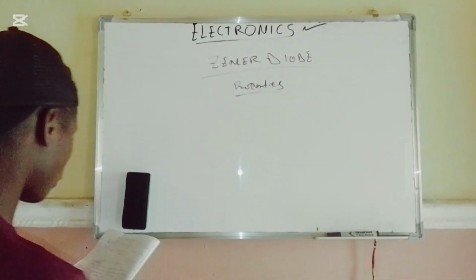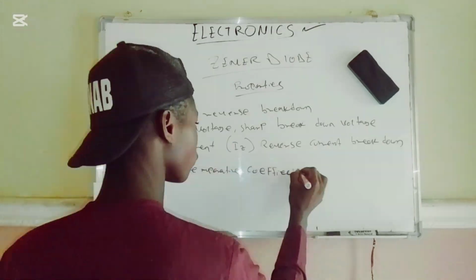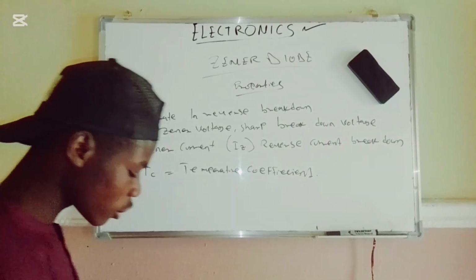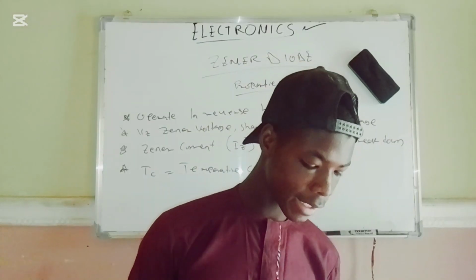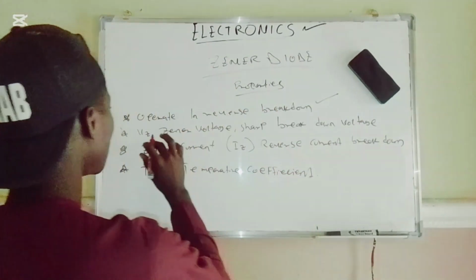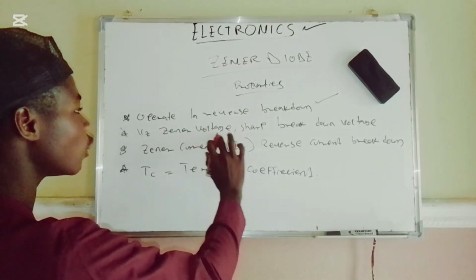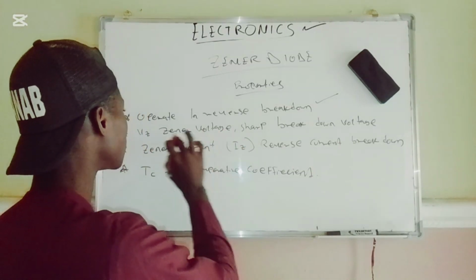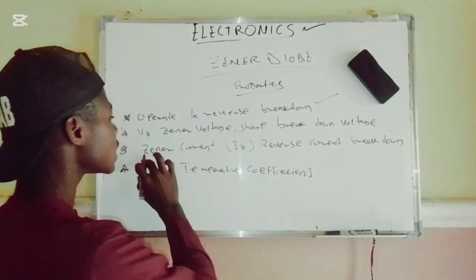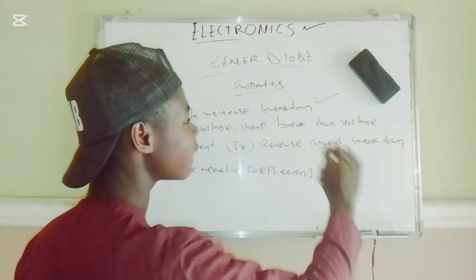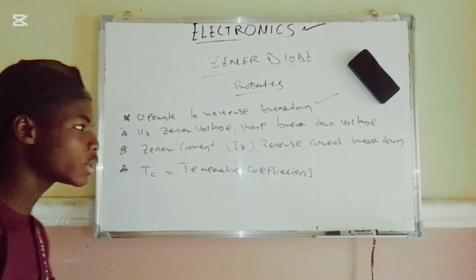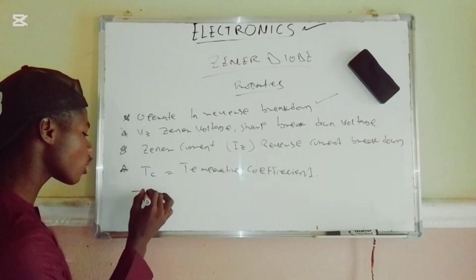But let me write it on the board. So this is the properties of the Zener diode. As I say, the definition of a Zener diode: designed to operate in reverse breakdown. So its properties: it operates in reverse breakdown, and the VZ is the Zener voltage, which is the sharp breakdown voltage. The Zener current, which is IZ, is the reverse breakdown current. We have the TC, which is the temperature coefficient. It means this is the subject of the formula.